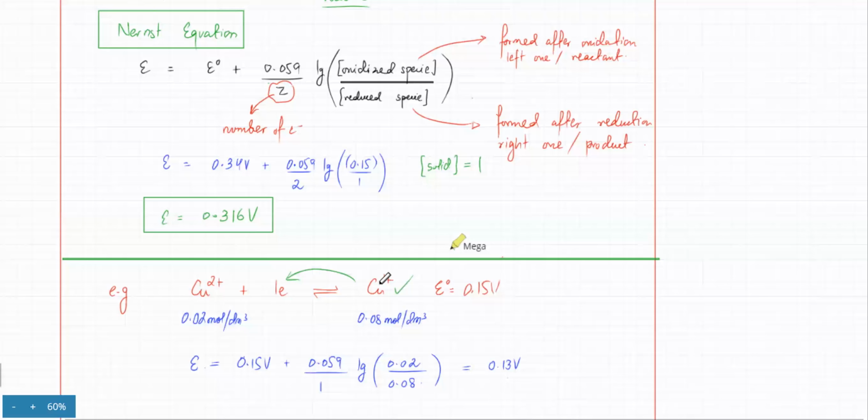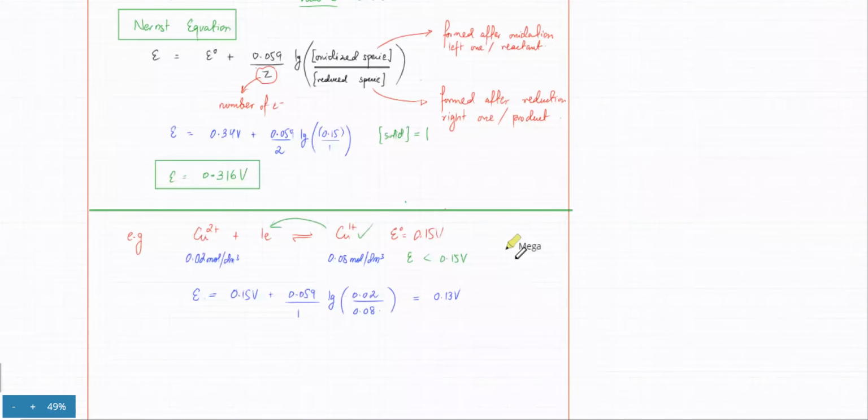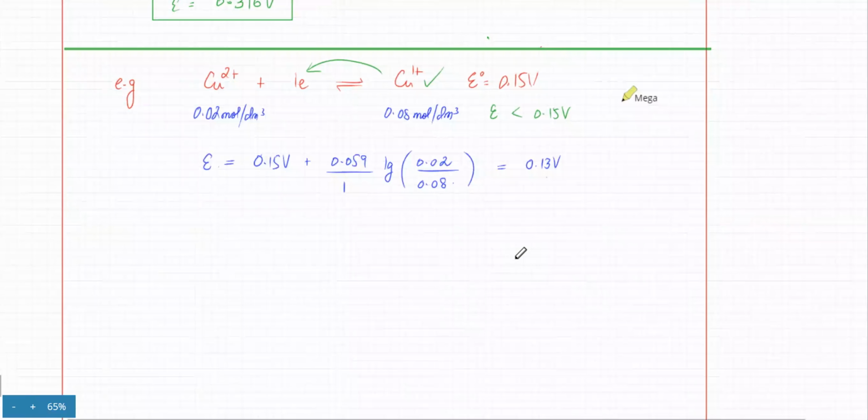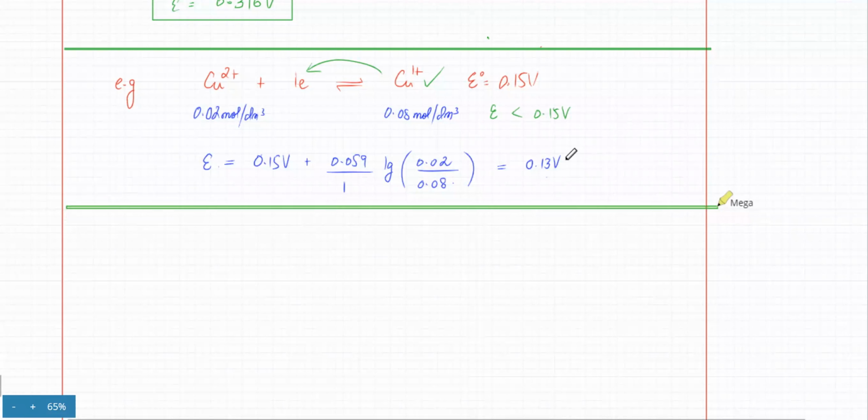And if it does that, more electrons are going to be produced, and the new potential is going to be lesser than 0.15 volts. And this is what we are getting. We're getting 0.13 volts. So remember how to calculate non-standard electrode potentials.